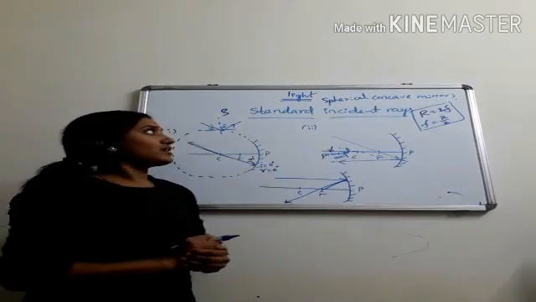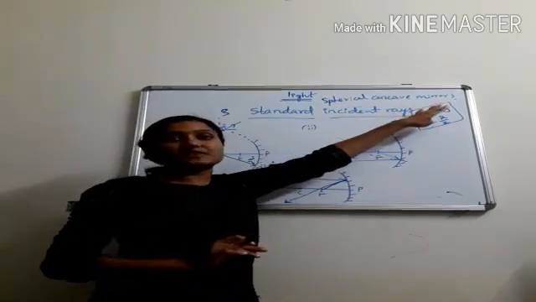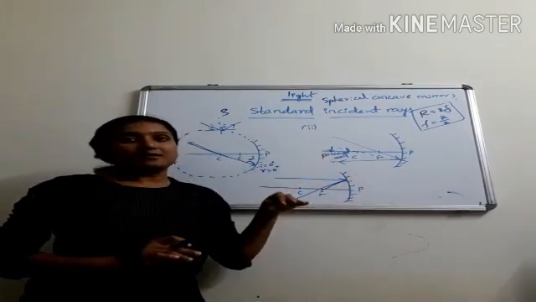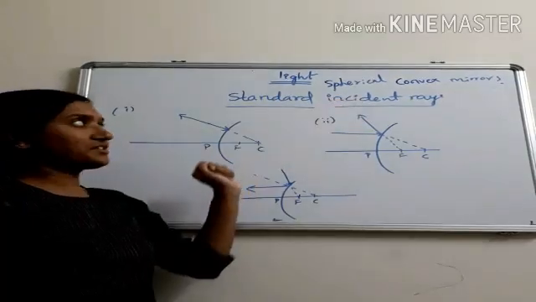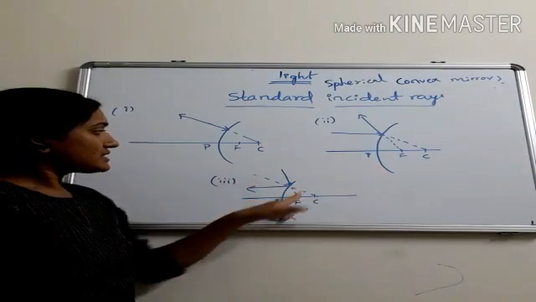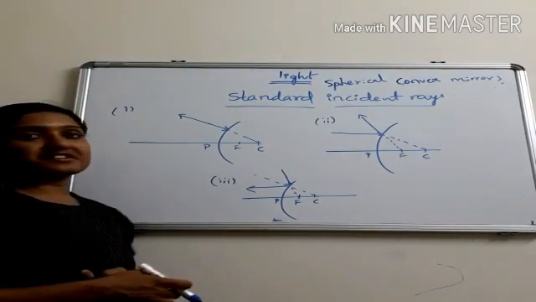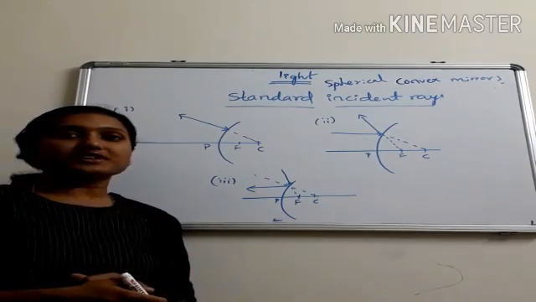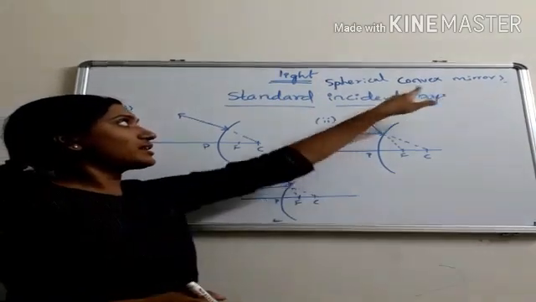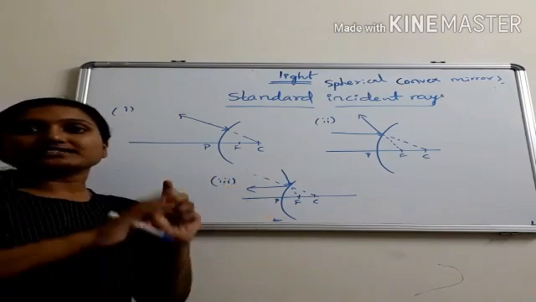So let's see how the standard incident rays will be on the spherical convex mirror, and then we will go to the sign convention in both the mirrors. Clear? Standard incident rays in case of spherical convex mirror. This is the convex mirror's standard incident rays. Before, we studied the incident rays in the concave mirrors. Now I have come to the convex mirror. You know the difference between the concave and the convex clearly.